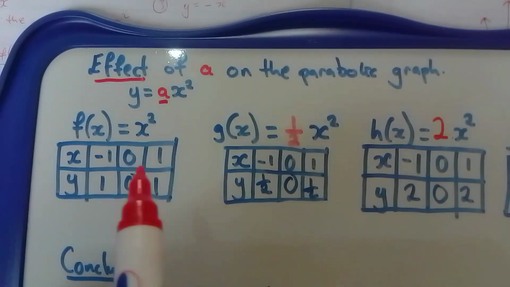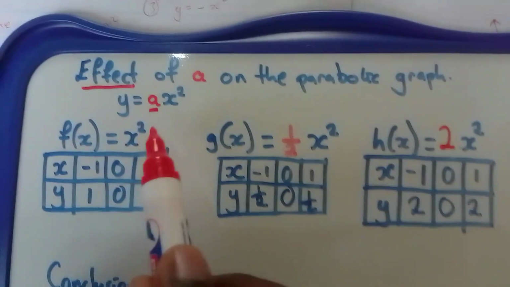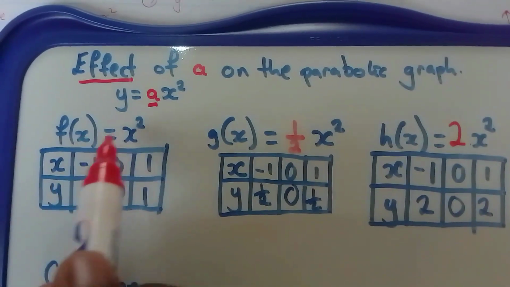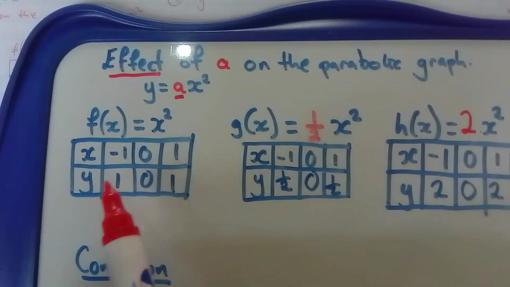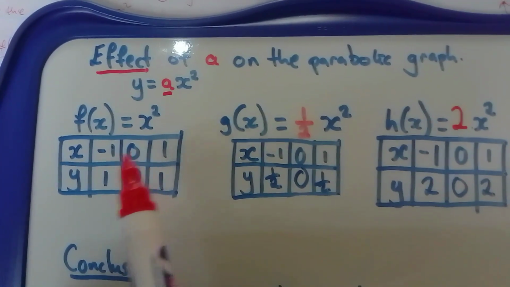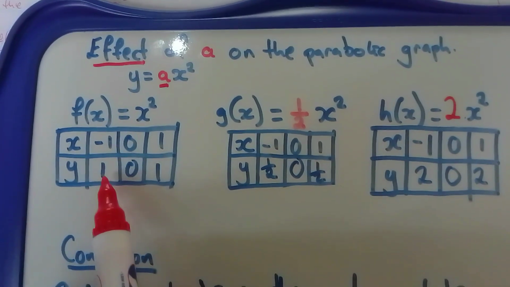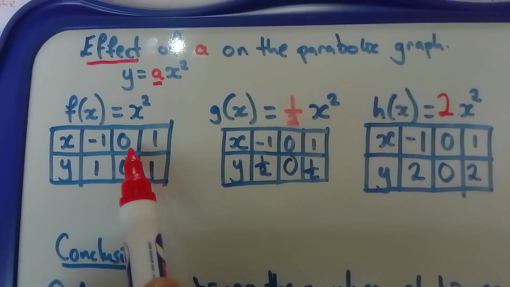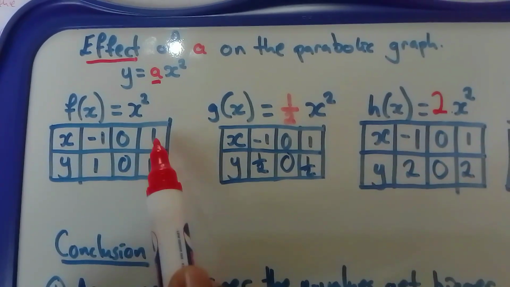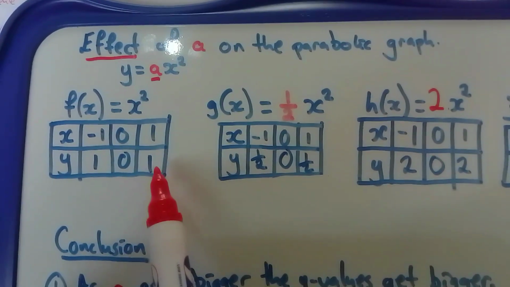So what are we going to do? First, we go back to our parent graph, which is f(x) = x squared. Now we are going to be investigating three x values, negative 1, 0, and 1. We know that when x is negative 1, y is 1; when x is 0, y is 0; and when x is 1, y is 1.